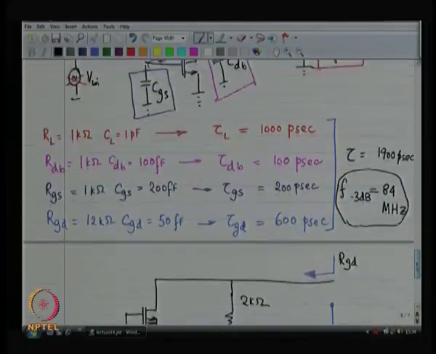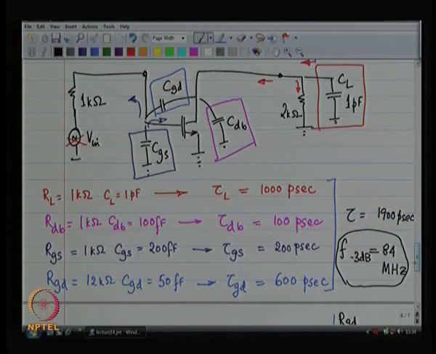So, it turns out if you do the simulation of this with these particular numbers, the result you will get is fairly close. It is going to be a little more than this. Instead of 84, maybe you will get 90, 85 to 90, something like that. This is basically the method of open circuit time constants.